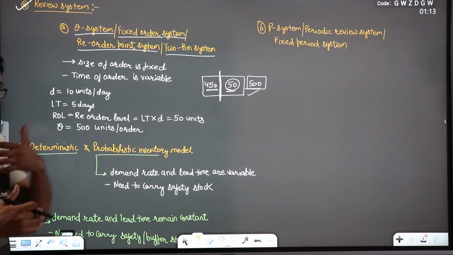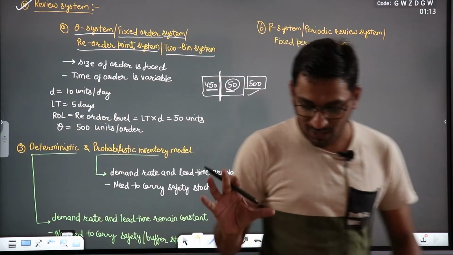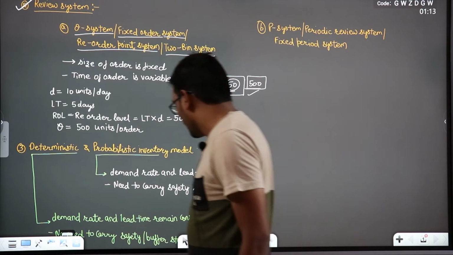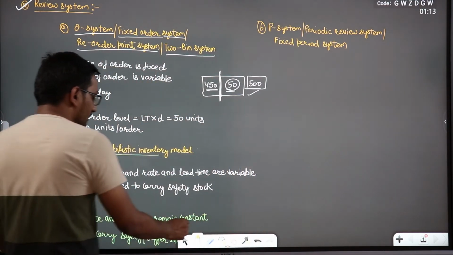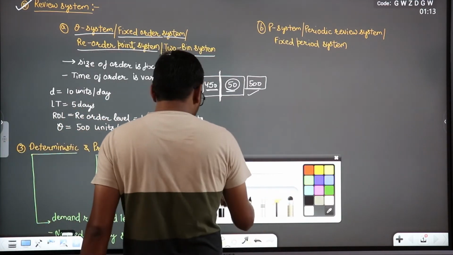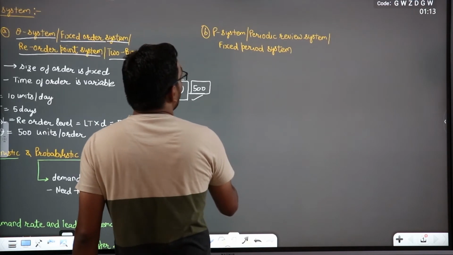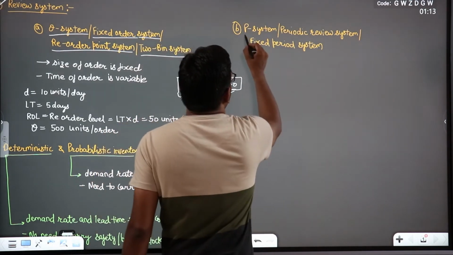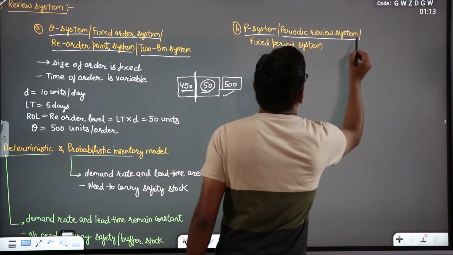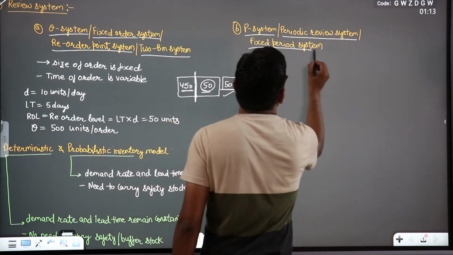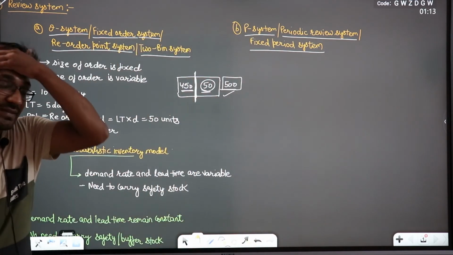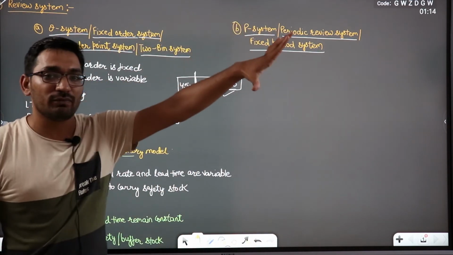So the reorder quantity is fixed, that is 500, but time is variable, time is not fixed. Whereas in the case of the second one, your P system. P system, or periodic review system, or fixed period system, right?